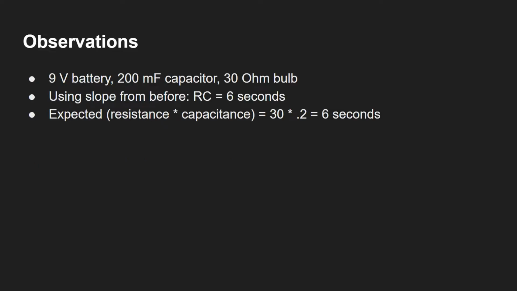Now using the slope from before, the 0.16, in a situation with a 9 volt battery, a 200 millifarad capacitor, and a 30 ohm bulb, we can use that slope from before to get RC equal to 6 seconds, and this is equal to the expected, where resistance times capacitance, so 30 ohms for resistance for the bulb times 0.2 for capacitance equals 6 seconds.